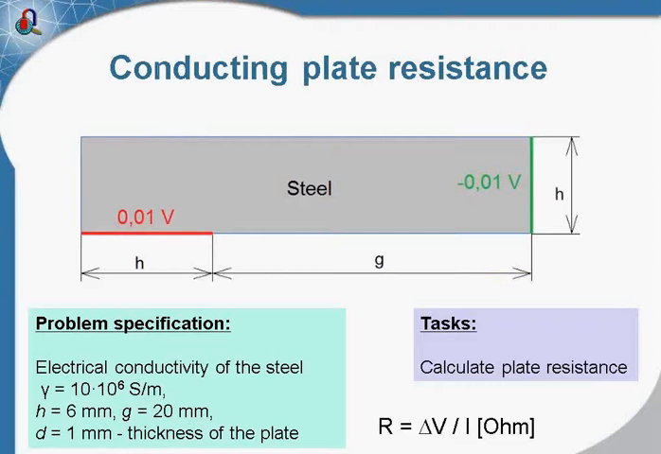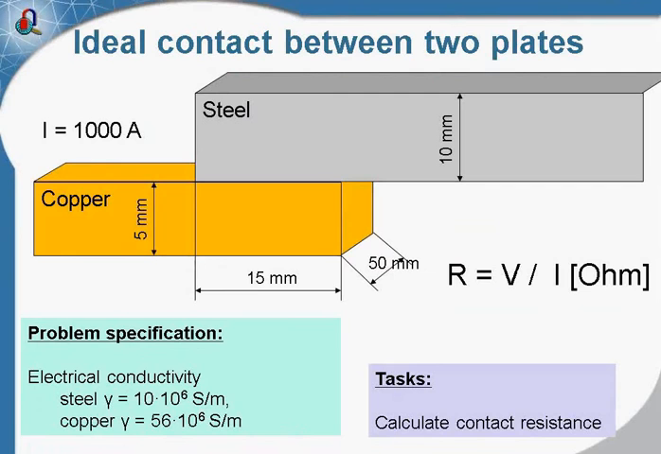Now let's move to the more complicated case. This is the ideal contact between two plates. There are two bus bars, the copper and the steel bus bar. And our task is to design the contact plates between these bars. Here it is specified that the contact area has the length of 15 millimeters. Perhaps we should increase or we may decrease this length.